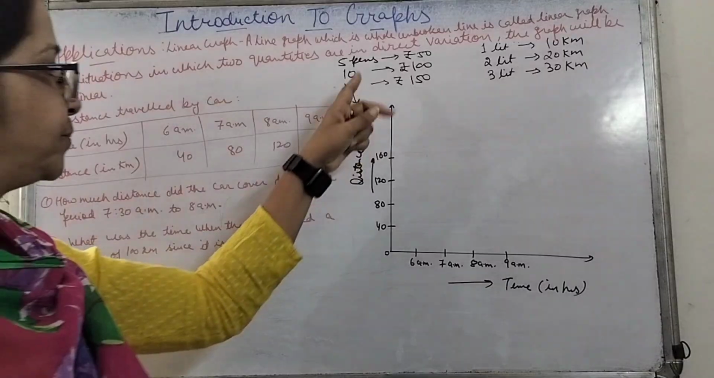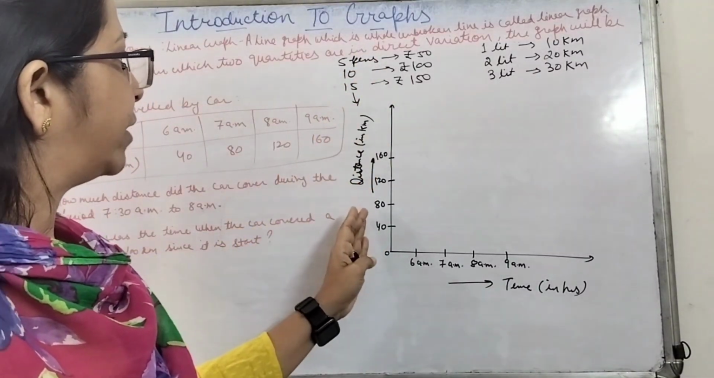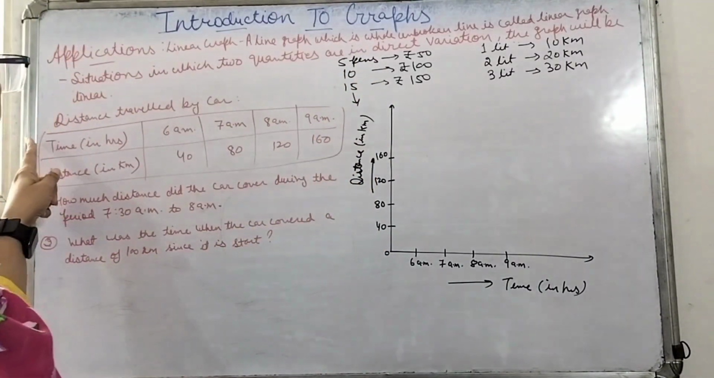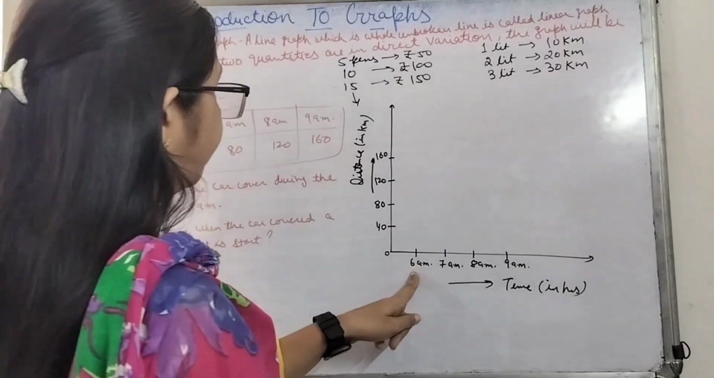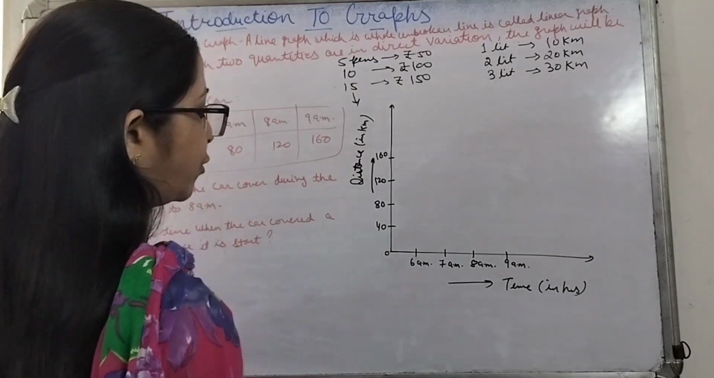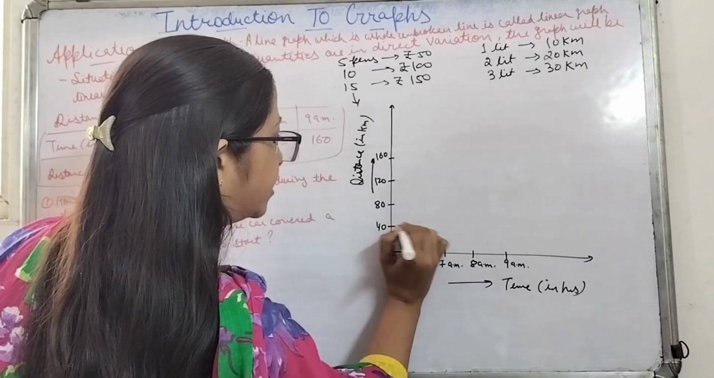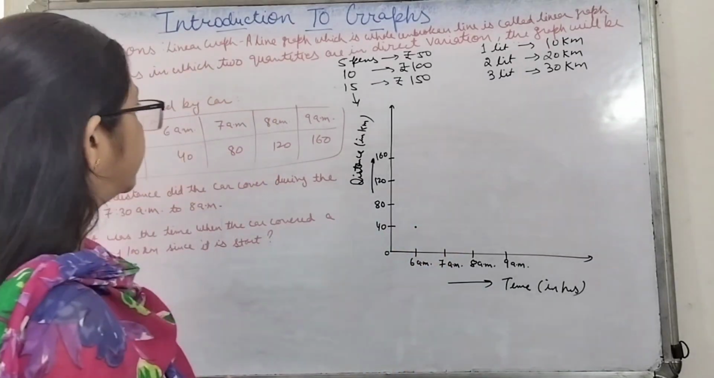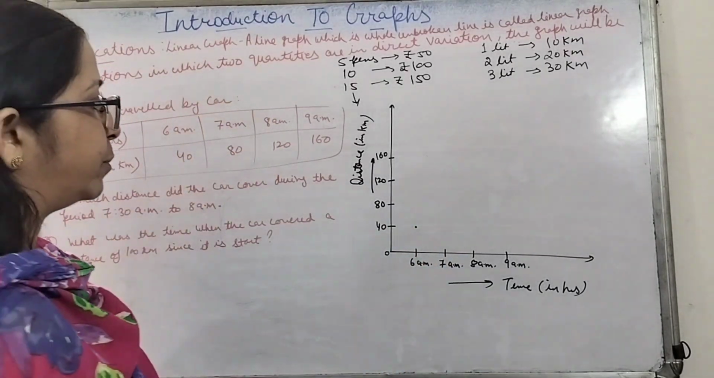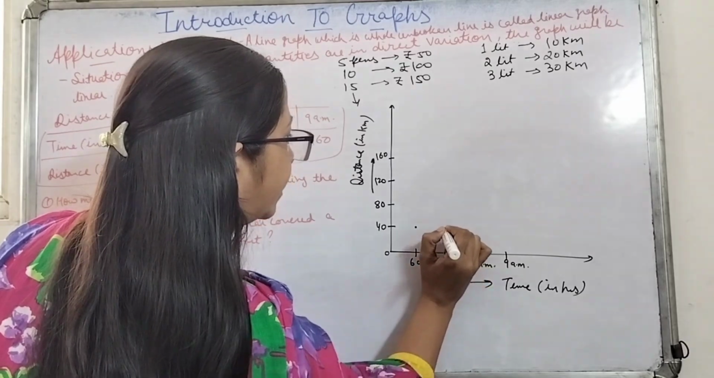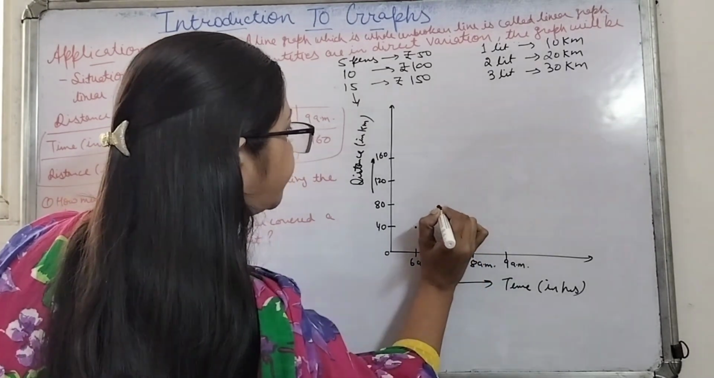This is the distance we have taken on the y-axis, up to 160. Now, at 6 a.m., distance traveled is 40, so from here we'll be moving upwards. So this will be the point. At 7 a.m. it is 80 kilometers, so 7 a.m., 80 kilometers will be here.